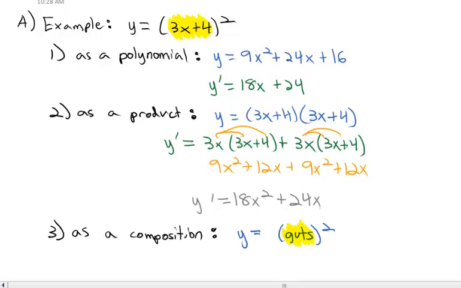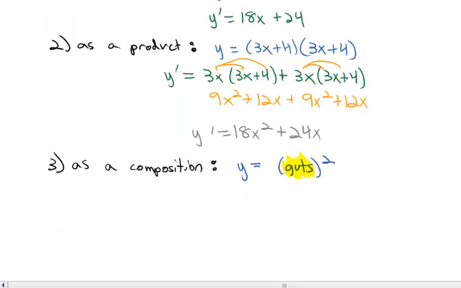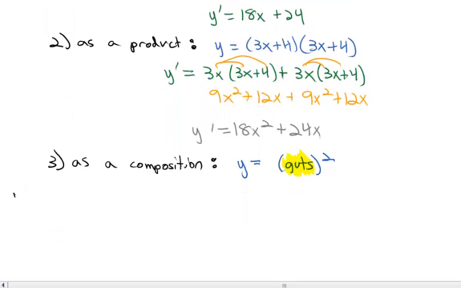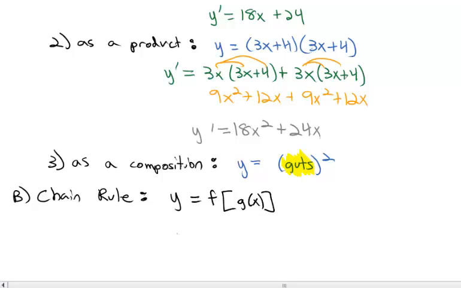So let's take a look at defining this clearly before we get too far ahead of ourselves. Defining this thing called the chain rule. Officially, the chain rule says that if y is equal to some function with a function inside it, then the derivative y prime is the derivative of the outside, with the guts, times the derivative of the guts.